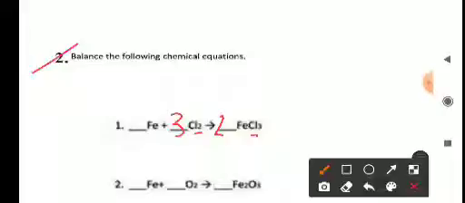Now the chlorine atoms are balanced, but the iron atoms are not, because here iron is 1 and here iron atoms are 2. To balance the iron, you have to add 2 here. So the reaction becomes 2Fe plus 3Cl2 gives 2FeCl3. This is the balanced chemical equation.